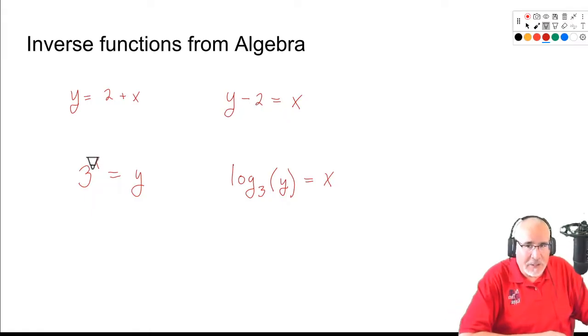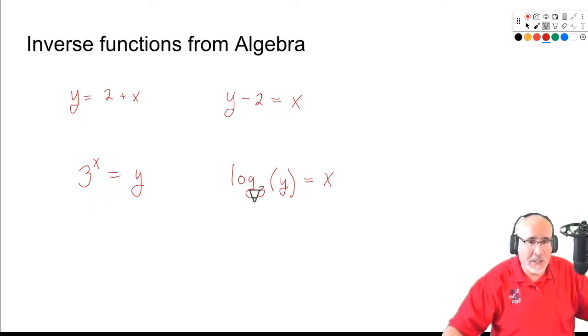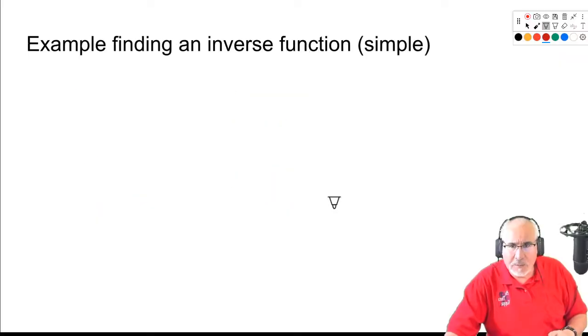So here's exponential, 3 to the x equals y. Here's a logarithm, which is an inverse. It will undo what the exponential function does. And we just have to learn the new language for these logarithms. Okay, so log base 3 of y equals x. So notice the output is now the input. The input is now the output. And we'll work through a few examples together.